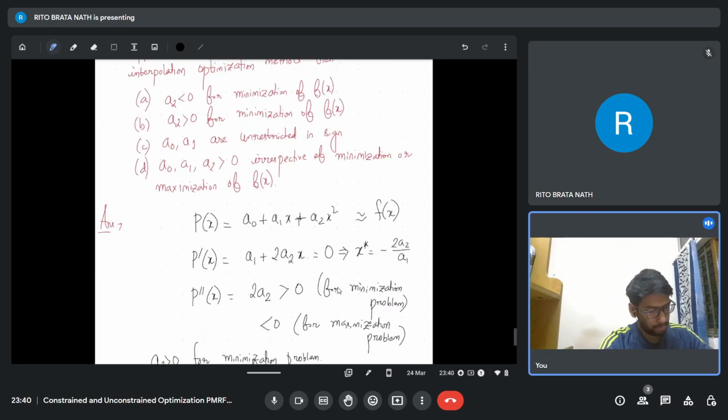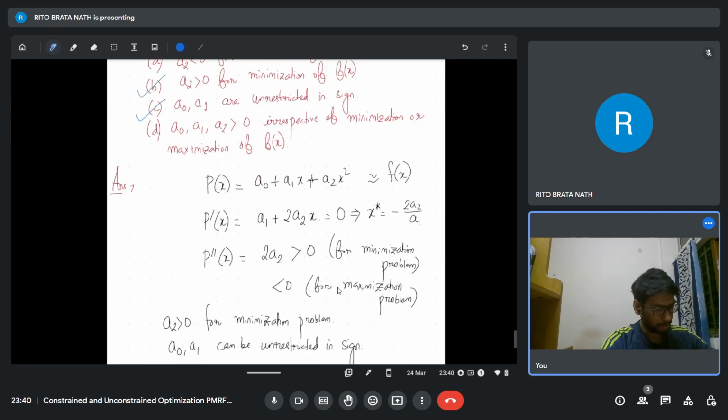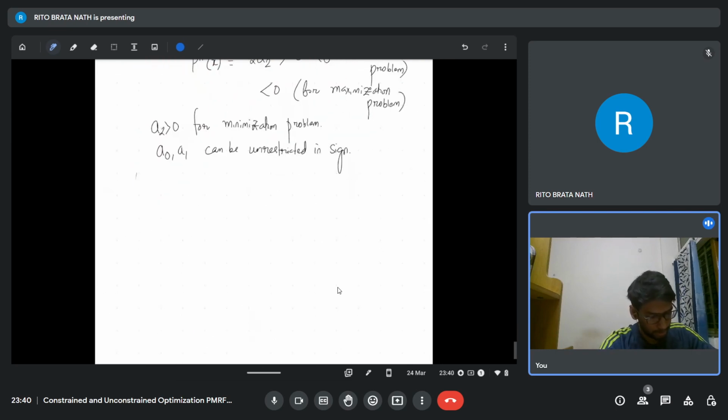So the correct answer here is, the first one is not true: A2 greater than 0 for minimization of fx. B is true. Option C is true because A naught and A1 would not have any particular signs. And the fourth one is not true because depending on whether it's a minimization or a maximization problem, the sign of A2 will change. Okay, so the answer is B and C.